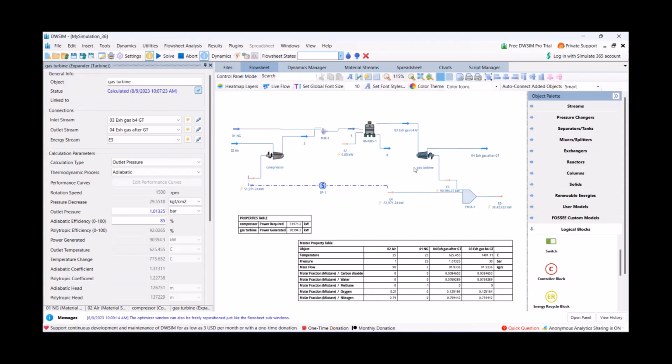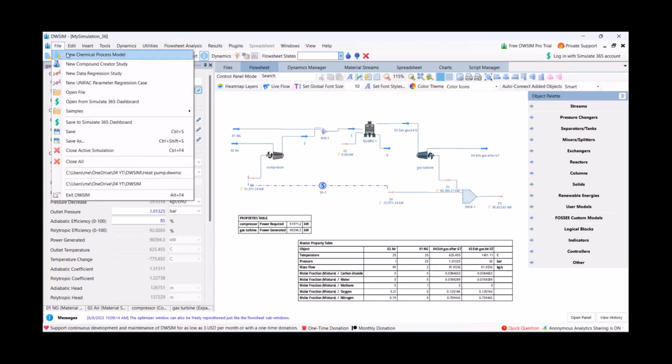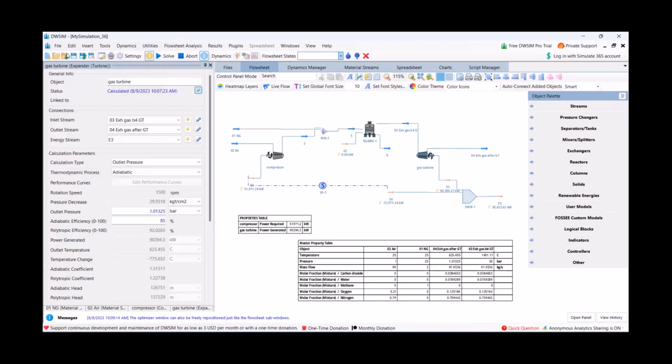A gas turbine is used in so many industries, so it is good if we can model it here. And I will also try to use some logical blocks, a controller block to control the amount of air required, and also a specification block. So let's jump into that. We will go for a new chemical process model.